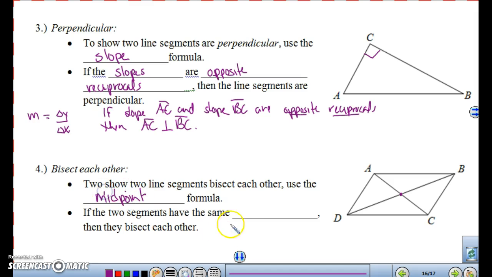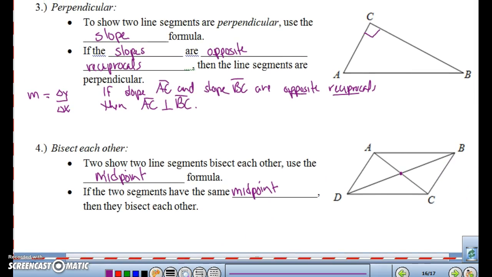And if two segments have the same midpoint, then they bisect each other. So if we are talking about this, now let's say this is my point M, we would have to use the midpoint formula, which is the average of the coordinates: x1 plus x2 divided by 2, and y1 plus y2 divided by 2. So we'd have to use that midpoint formula.